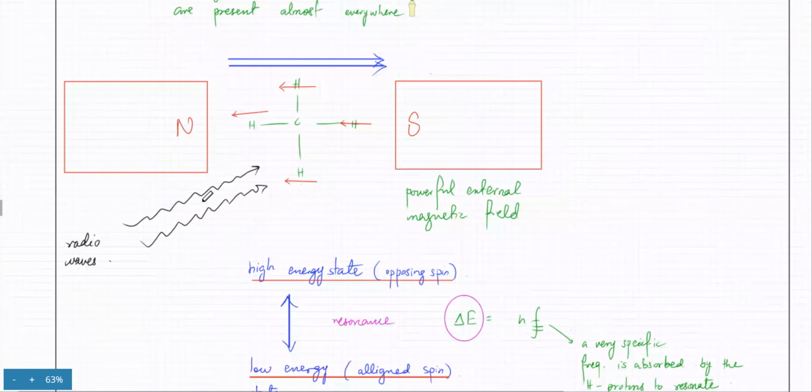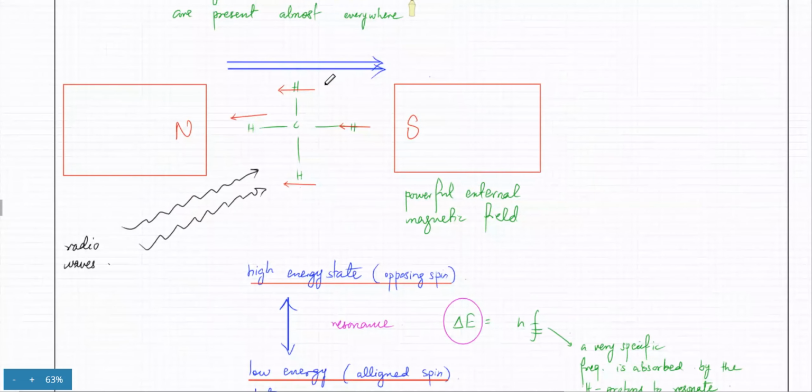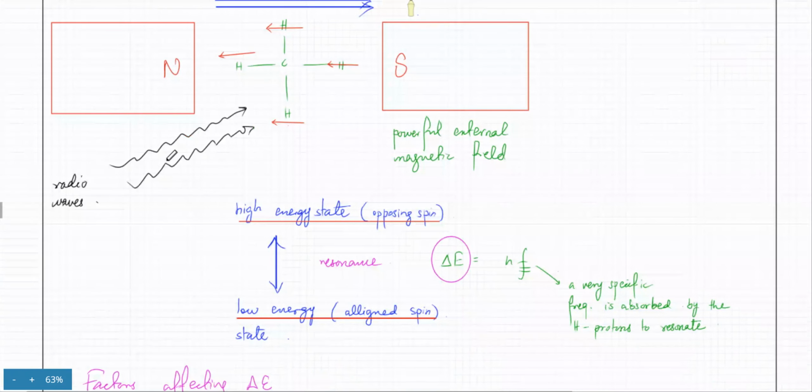So over here, what you do is you put the atoms in a very powerful external magnetic field, and two things happen. One of them is that the direction of the magnetic field of the protons is going to be aligned with the external magnetic field. These tiny magnets, or these atoms that are behaving as tiny magnets, would all be aligned with the external magnetic field because the external magnetic field is very powerful. That is known as the low energy state.